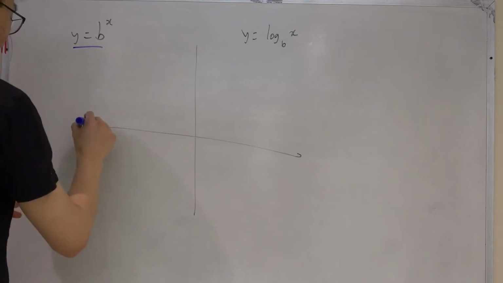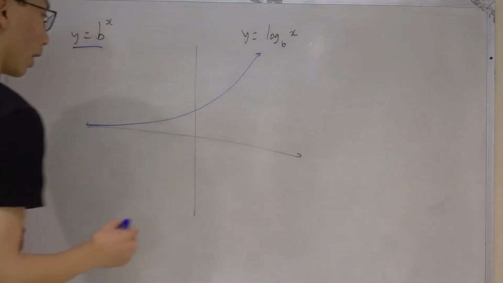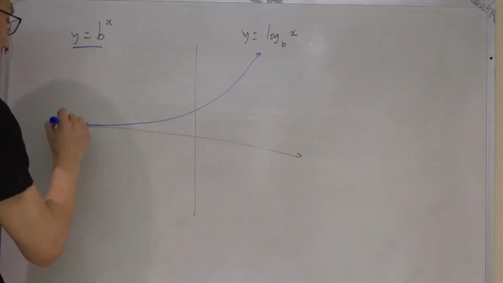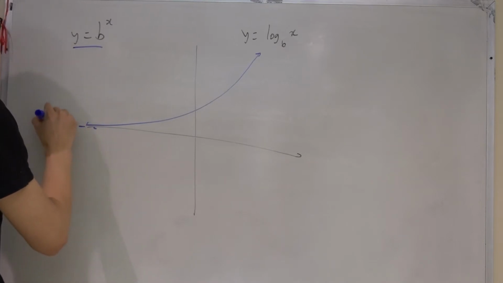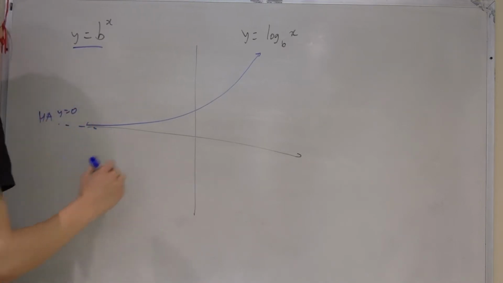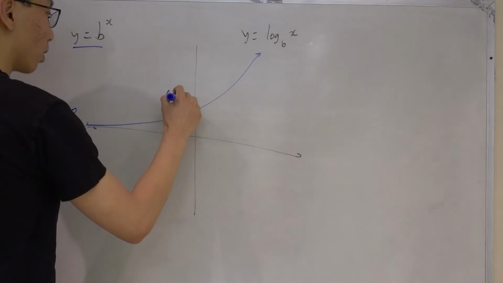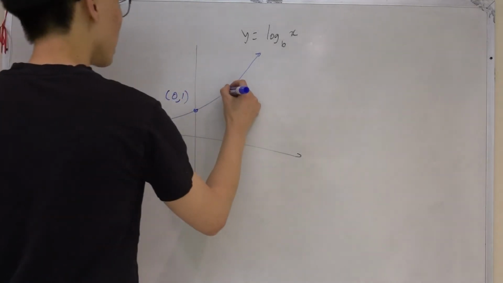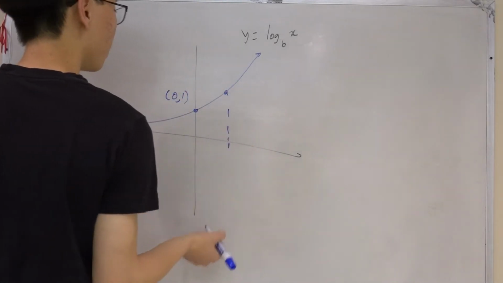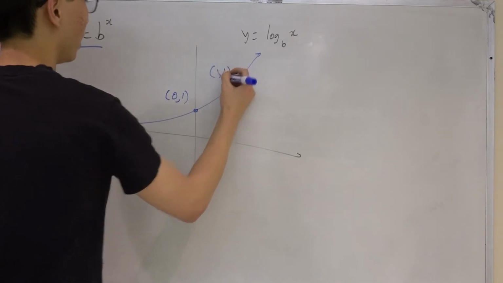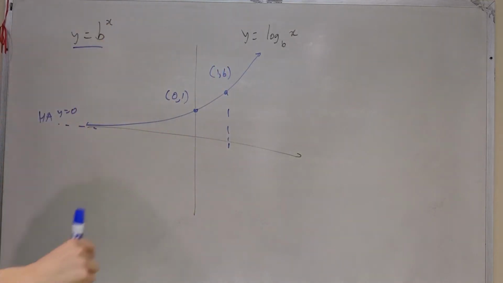So hopefully you got this. Okay. Some key points about this are that there is a horizontal asymptote at y equals 0. It passes through the point (0, 1). And it also passes through the point (1, b). This is because if you put a 1 in for x, you get b, right? So b to the 1 is equal to b.